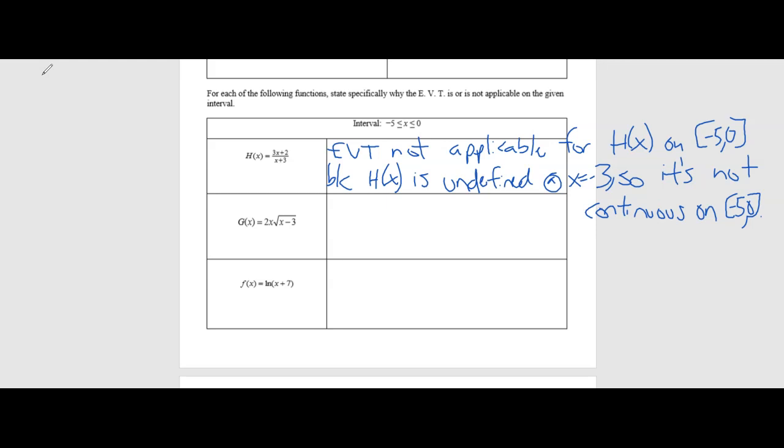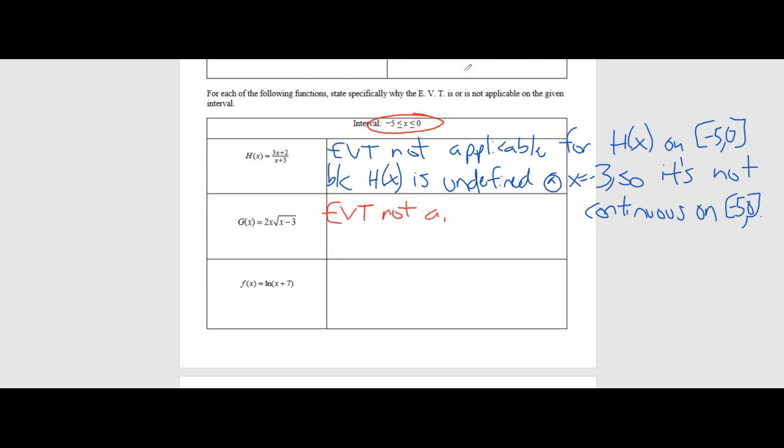And to be honest, -5 to 0, right? This interval up here, none of those numbers are going to make g of x defined. So g of x doesn't even exist on that given interval, so it's certainly not continuous, right? A function has to exist for it to be continuous. So again, we would say the same thing.